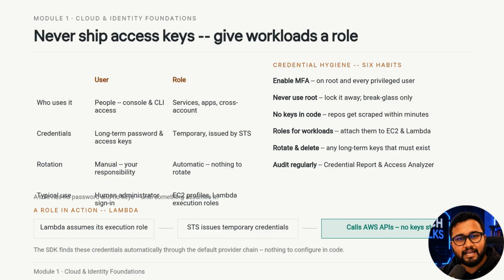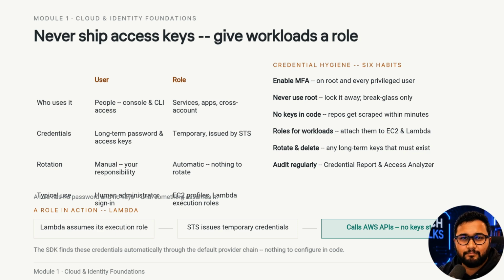The course also highlights six credential hygiene habits that every AWS developer should follow. Enable MFA for the root account and privileged users. Avoid using the root account for everyday work. Never store access keys in source code. Attach IAM roles to workloads such as EC2 and Lambda. Rotate and remove any long-term keys that must exist. Regularly review your environment using tools like the Credential Report and Access Analyzer.